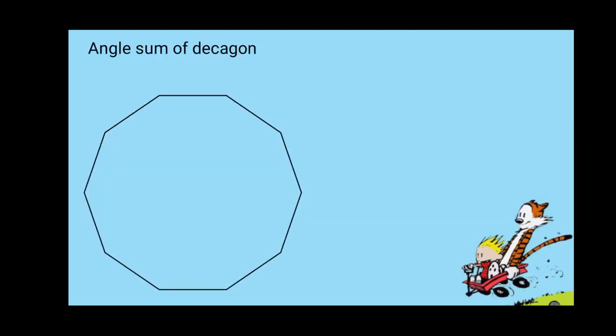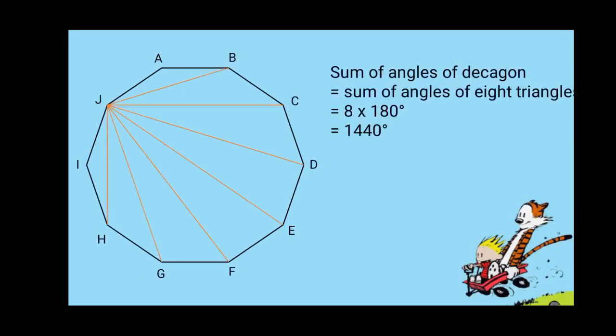What is the angle sum of decagon? Decagon can be divided into 8 triangles by drawing diagonals from the vertex to all other vertices. So, the sum of angles of decagon is equal to the sum of angles of 8 triangles, that is equal to 8 into 180 degree, that is equal to 1440 degree.